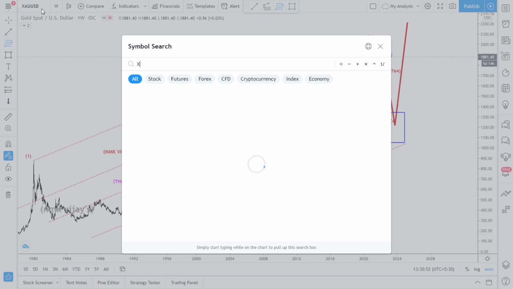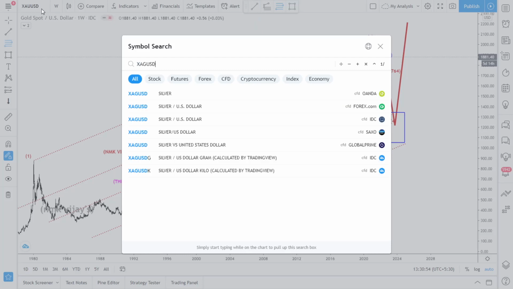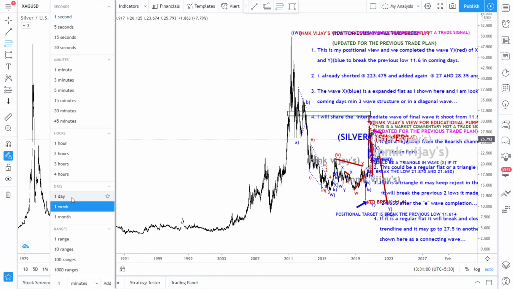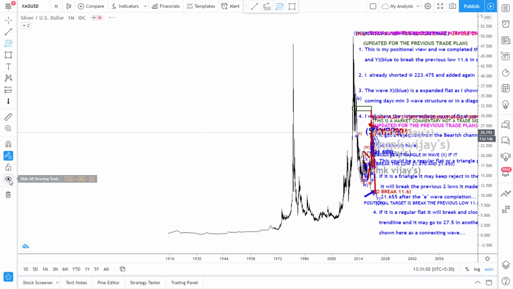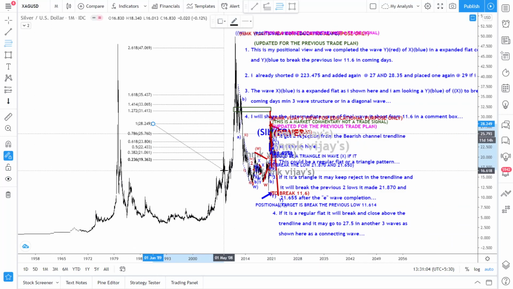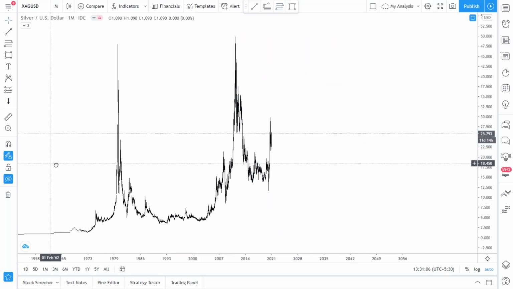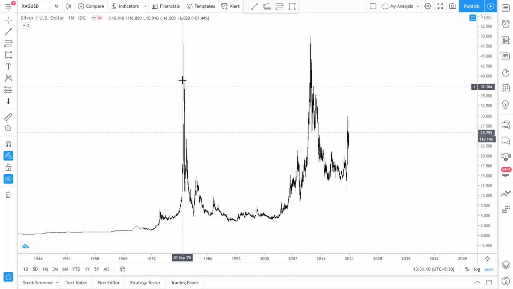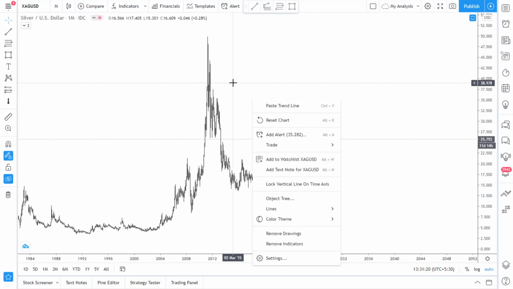So silver, XAGUSD. See, this is a monthly chart. Sorry, yeah, this is a three-wave structure, right? ABC, A, ABC, B, and ABC, C is already completed. So once this is a W, we need an X.